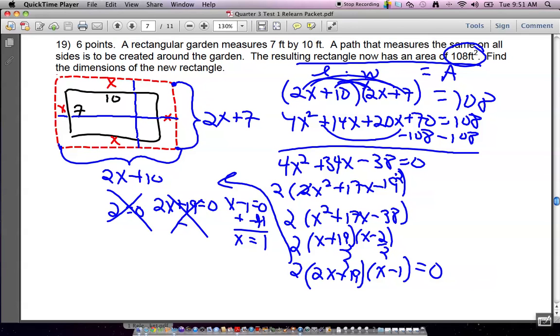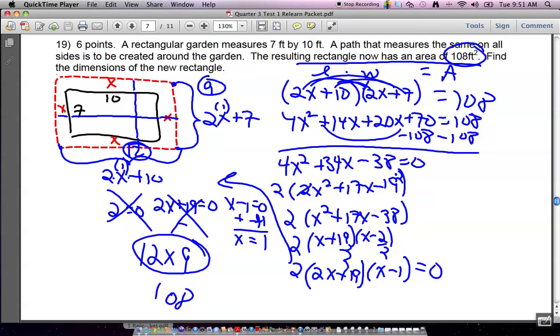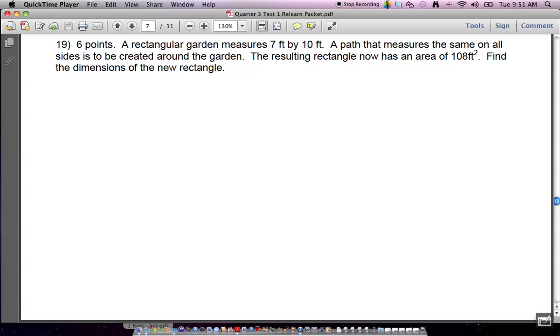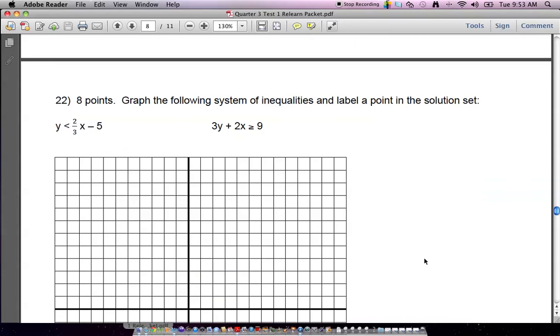So that means this side, 2 times x, which is 1, is 2, plus the 10 is 12, and this is 2 times 1, which is 2, plus 7 is 9. So I get 12 by 9, which, not so coincidentally, if I multiply 12 by 9, I get 108, so I know my area is right. Okay? So there is what I feel is the most difficult question on the test. And I do know that I went pretty quickly with it, but I would suggest you just go over it a couple of times, and anything you need will be there.